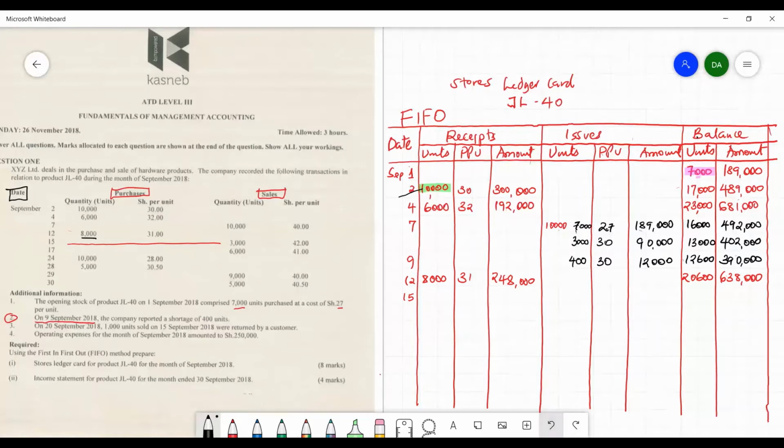Therefore, we are going to issue 3,000 units, each equal to 30. So 3,000 by 30 equals 90,000. Then deduct 3,000 from 20,600, and that will be 17,600. Deduct 90,000 from 638,000, and you will be able to have 548,000.